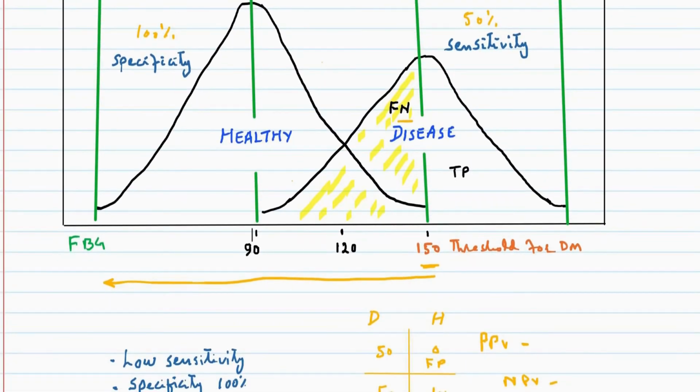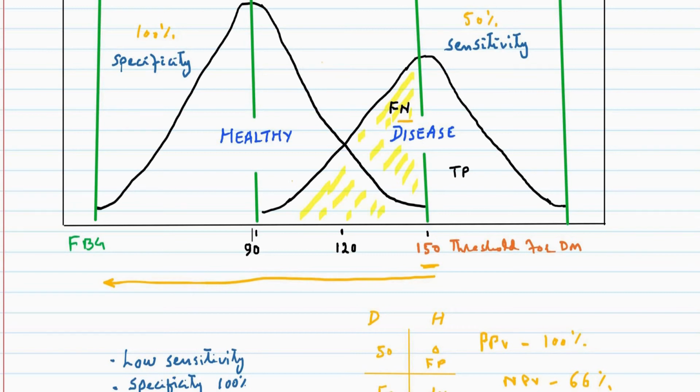As there are no false positive results due to high specificity, the positive predictive value in this case will be 100%, while negative predictive value will be 66%. So as we have increased the specificity, the positive predictive value also has increased.